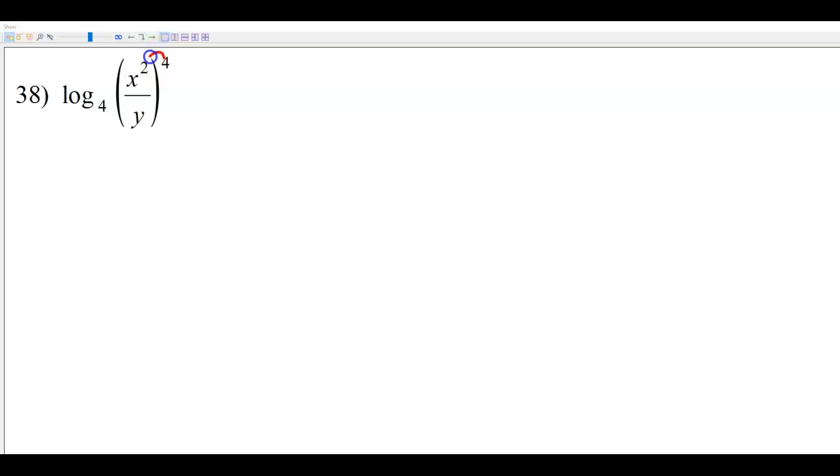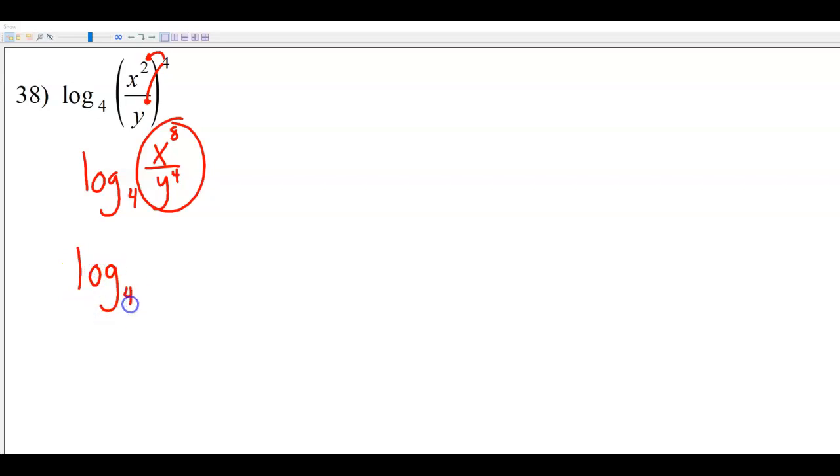For this one, we're going to start by distributing this power in there to simplify it a little bit. Now, one of our log properties says that if your argument ever has a fraction inside of it, you can rewrite that as 2 logarithms that are being subtracted, where the top part of the fraction comes first and the bottom part of the fraction comes second.